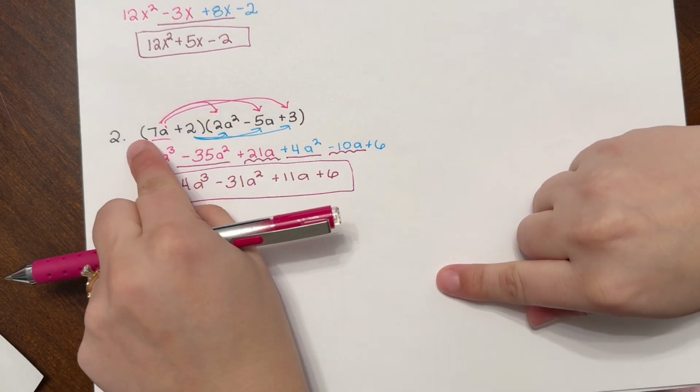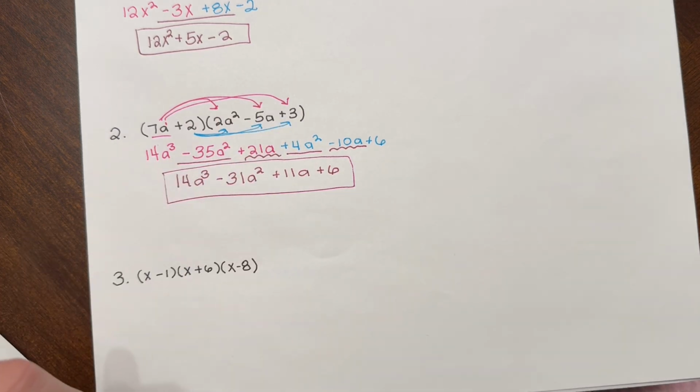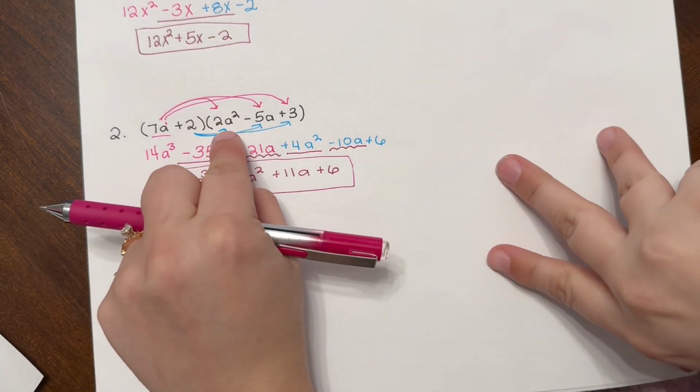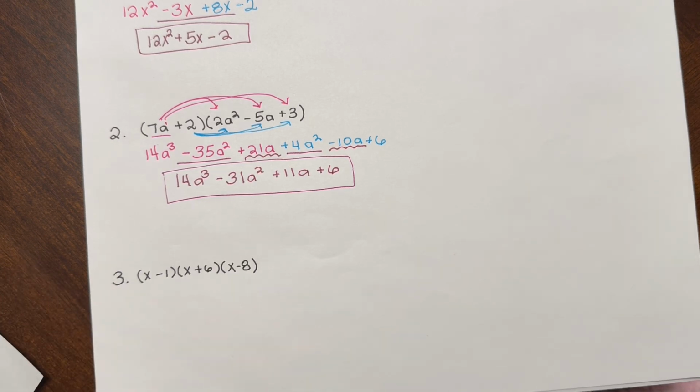Now, if these had been opposite, if we had the trinomial first and then the binomial, you would still follow the same exact process. You would just distribute everything in the first set of parentheses to everything in the second set.